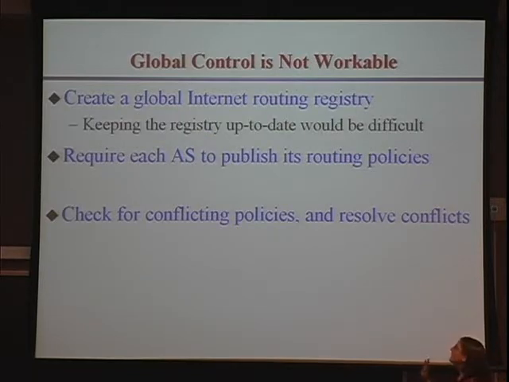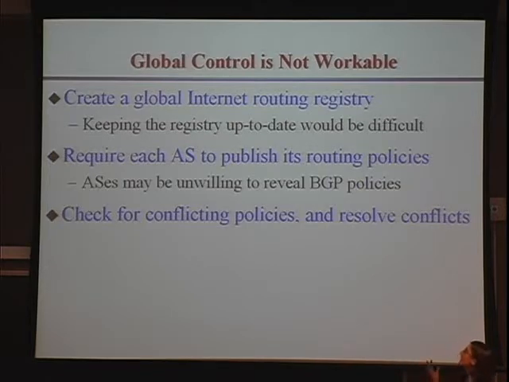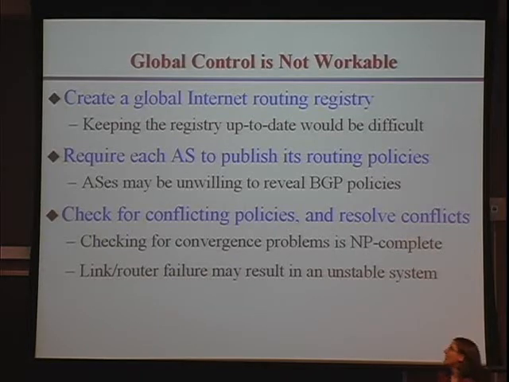The first one being that just keeping such a registry up to date would be very difficult. The second being that autonomous systems have business reasons they don't want to share that information. They don't want to say who their neighbors are. They don't want to say which routes they prefer, because that reveals something about their business relationships that they don't want to share. And finally, this is really the death blow: even if everybody participated, and even if the registry was accurate, the problem of checking for convergence problems is NP-hard, or NP-complete. And it's even worse than that.